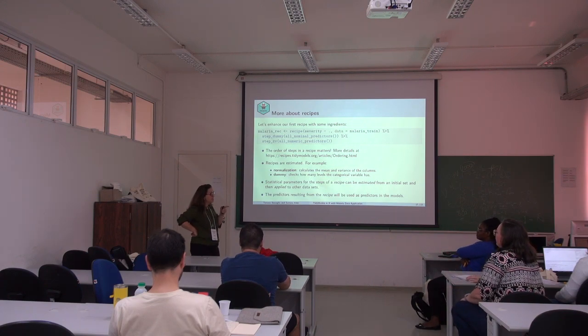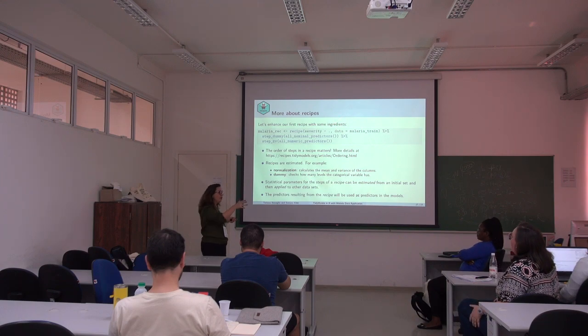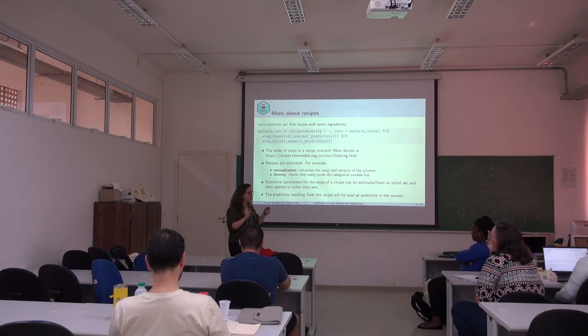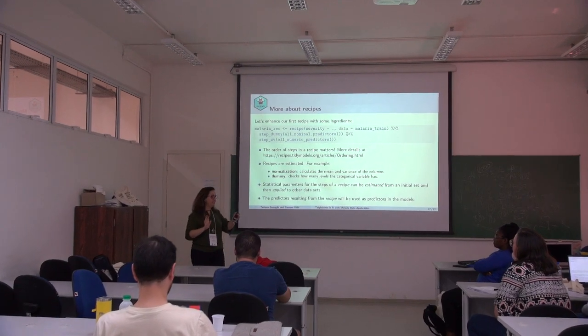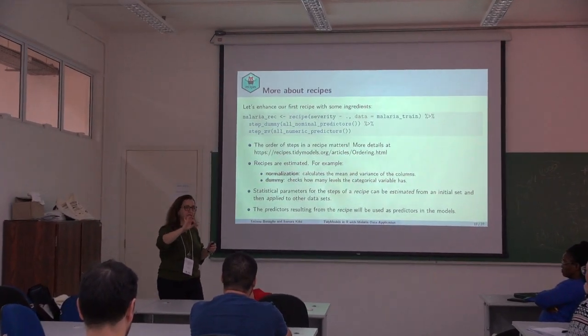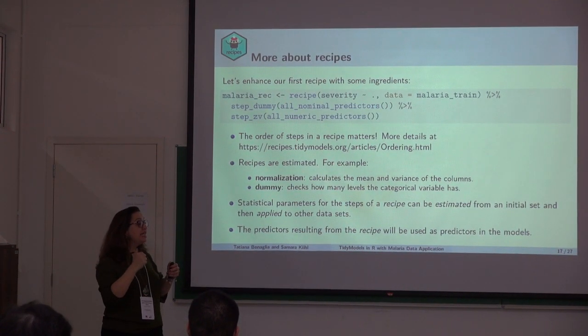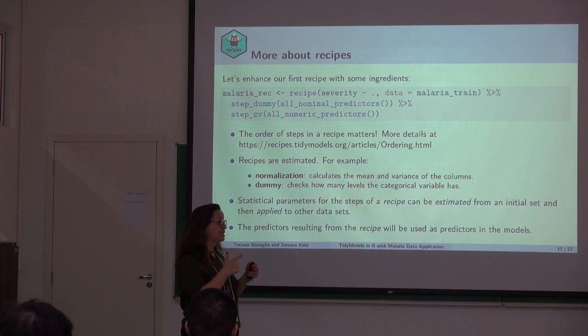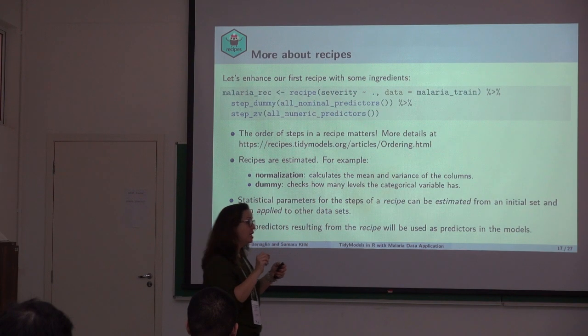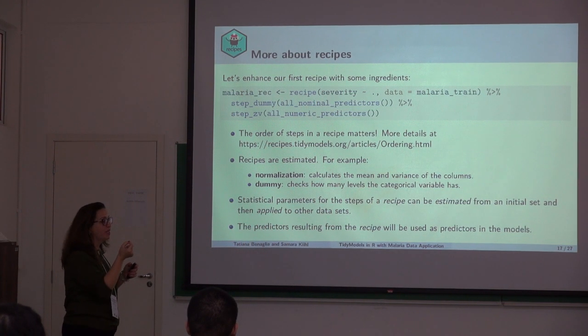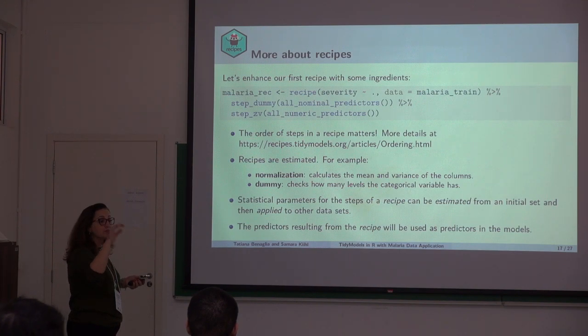Yeah, because sometimes if you have to normalize your data, you normalize your training data. You have to compute the mean and the standard deviation of each column, and then apply that to your test set. So you need to save those parameters. That's why we say the recipes are estimated. We are not supposed to compute the mean again in the test set. That's why this is useful.